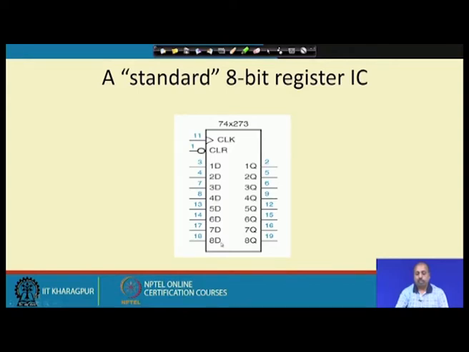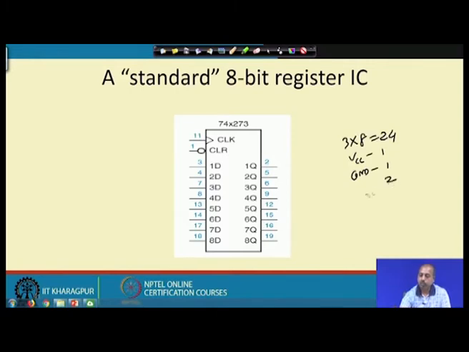So, Q bar lines are not taken out for a D flip flop. If you put both Q and Q bar lines for 8 D flip flops, how many pins will we need? Each flip flop requires 3 pins: 1 D, 1 Q and 1 Q bar. So 3 into 8, 24 pins will be needed there itself, plus there is a supply voltage VCC, that is 1 pin, then the ground line, that will be 1 pin, and the clock and clear, so 2 more pins. So 24 plus 4 is 28 pins, but this 74273 has fewer than 28 pins.